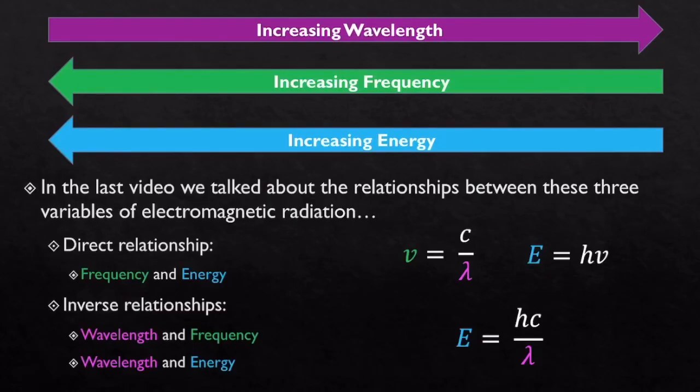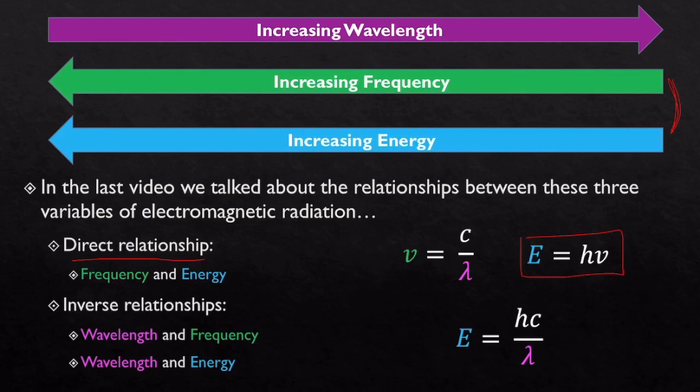In the last video we talked about the relationships between these three variables of electromagnetic radiation: wavelength, frequency, and energy. We talked about the fact that frequency and energy have a direct relationship with one another, and that can be shown in an equation that contains both frequency and energy, which is this one right here. As one variable is increasing, the other is increasing, and the same is true if one is decreasing, then the other variable is decreasing as well. And we can see that relationship up here in these two arrows as well.